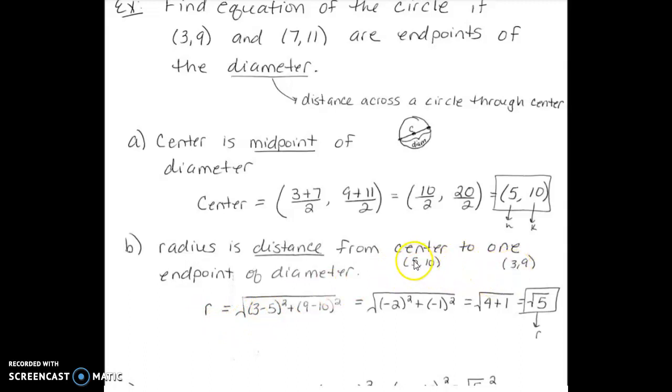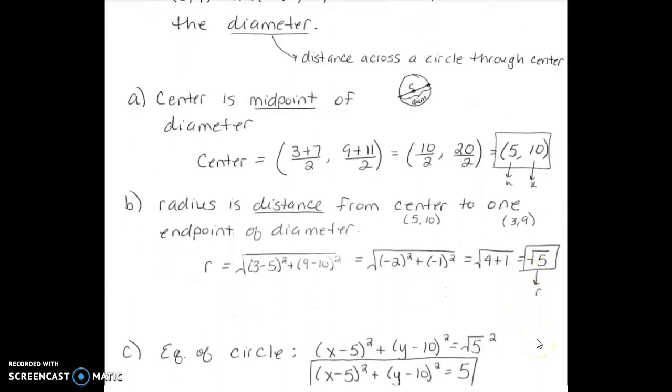x value minus the other x, so 3 minus 5 squared, plus y value minus the other y, so 9 minus 10 squared. And then cleaning that up, 3 minus 5 is -2. We're going to square that in a minute. Plus 9 minus 10 is -1. That also is going to get squared. So when I square the -2, I get a 4. Plus, when I square the -1, I get 1. So I get the square root of 5. So the square root of 5 would be r.